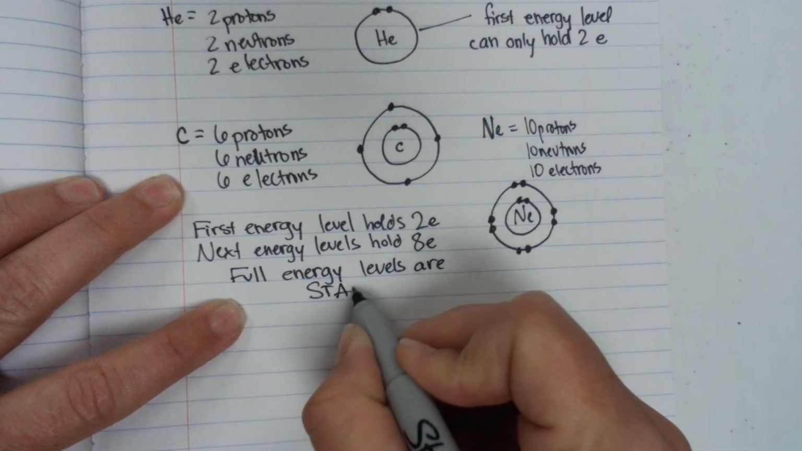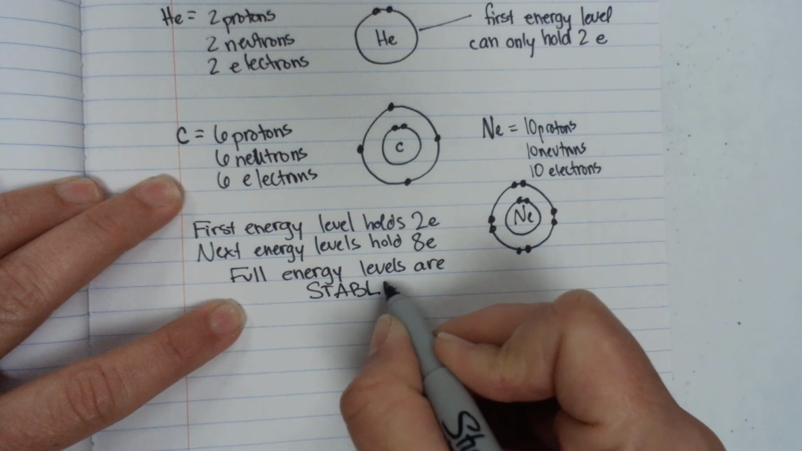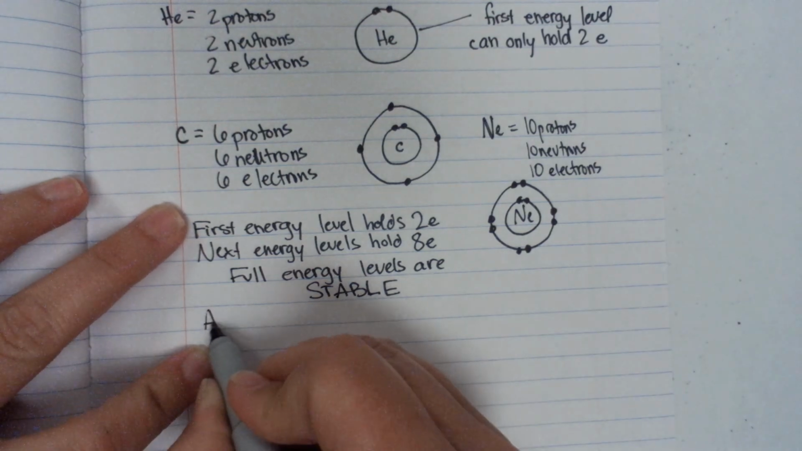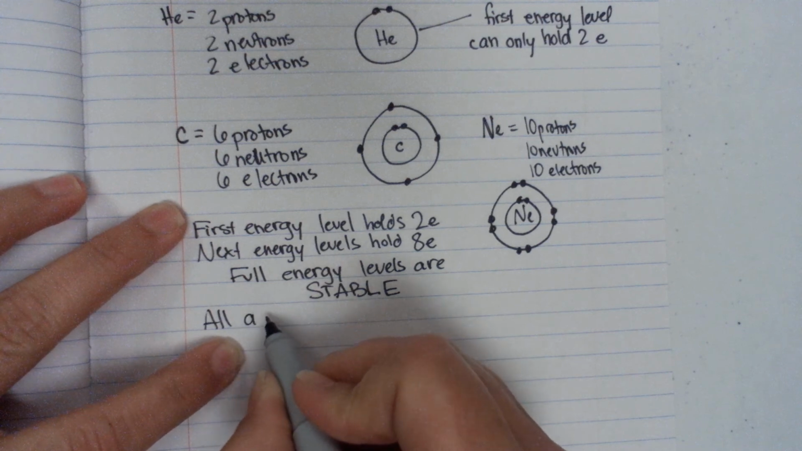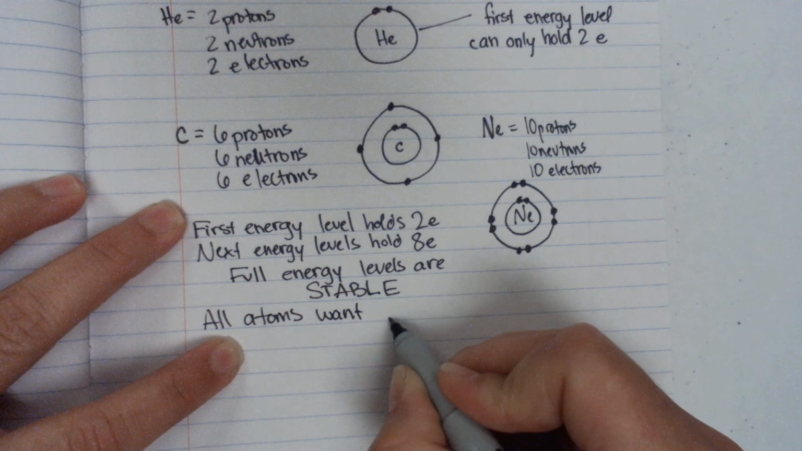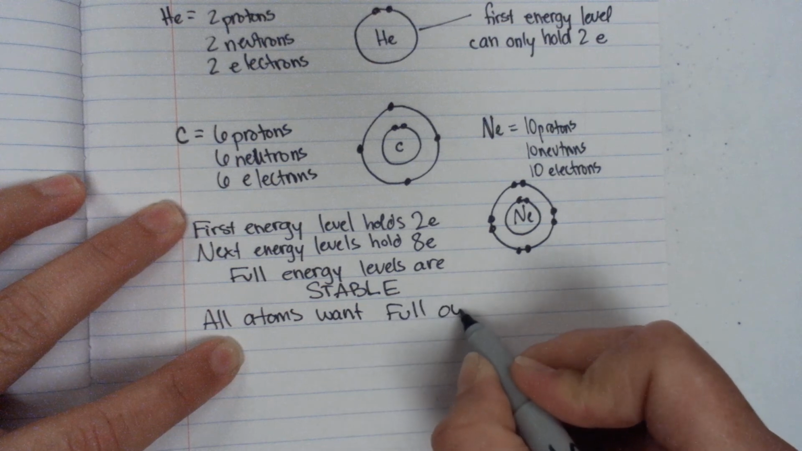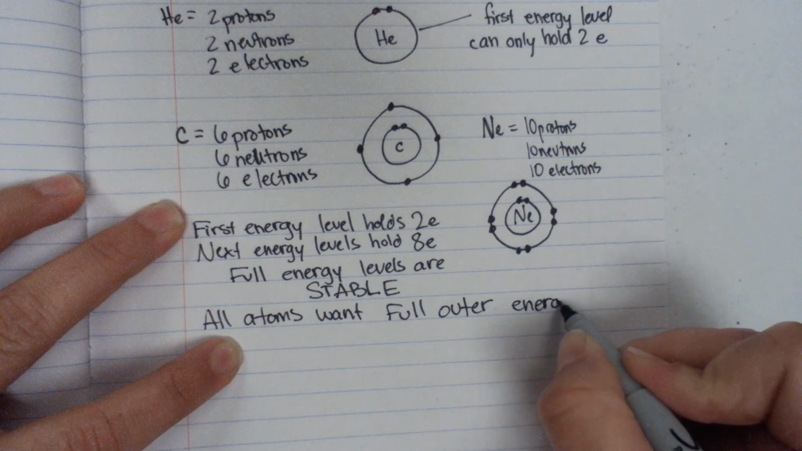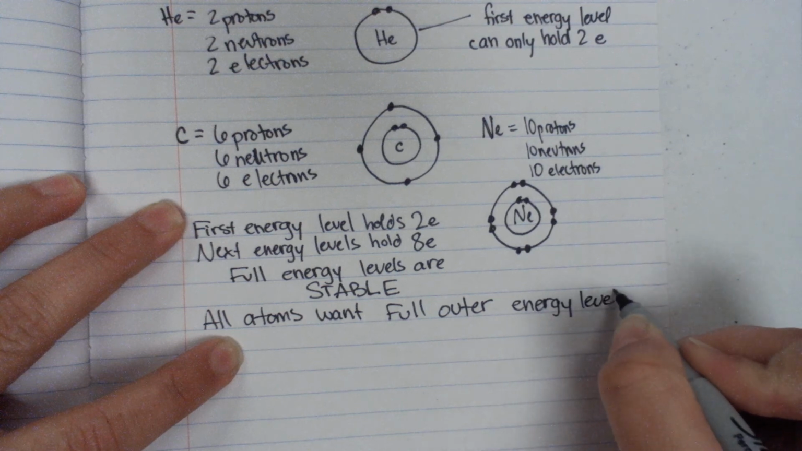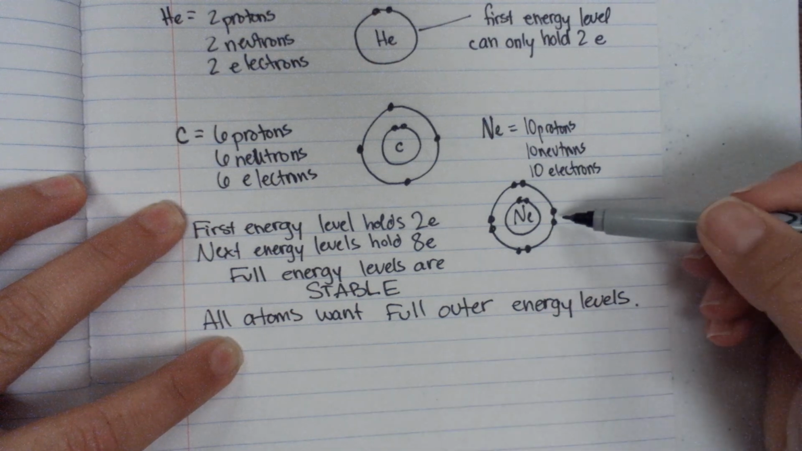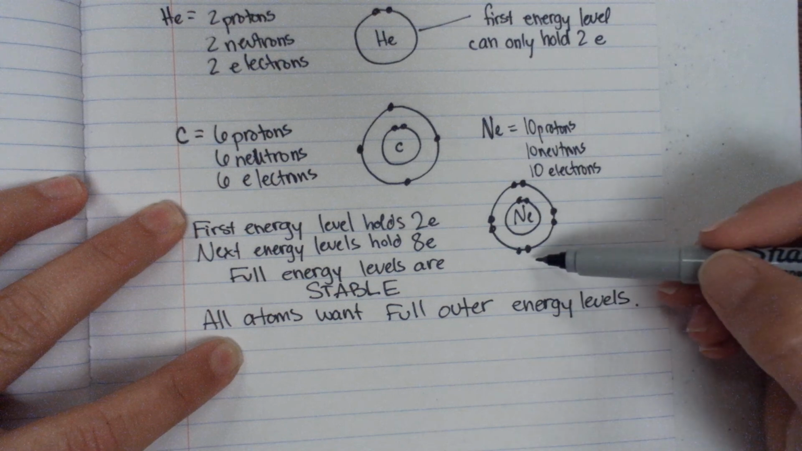We've talked about stability before. So all atoms want full outer energy levels. Just like neon, which is a noble gas. There are no more spaces.